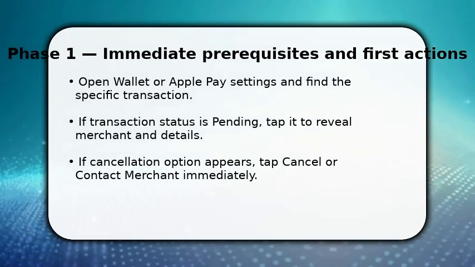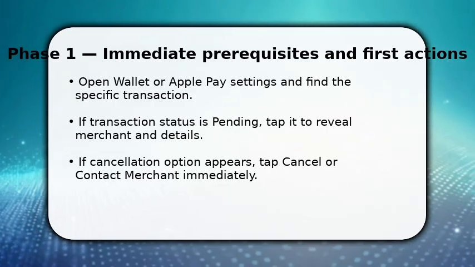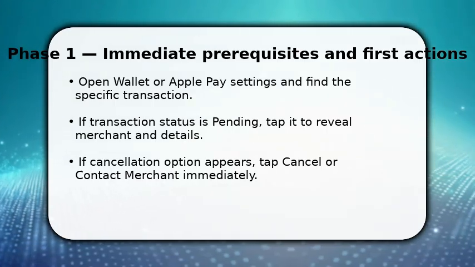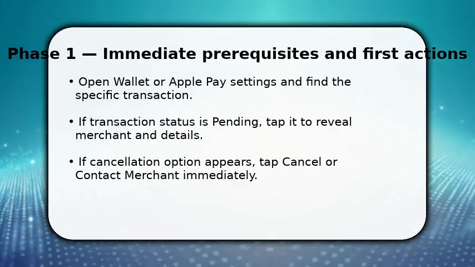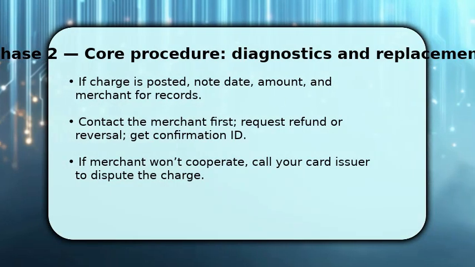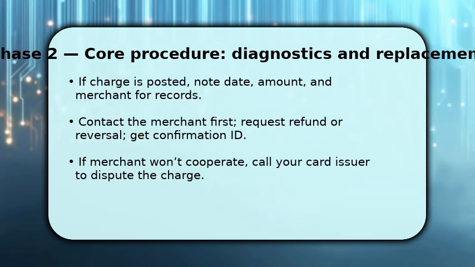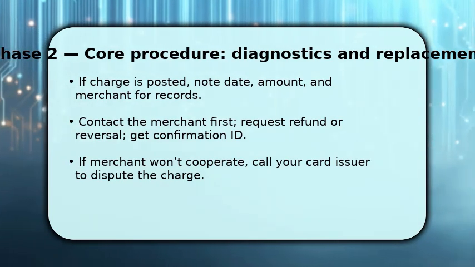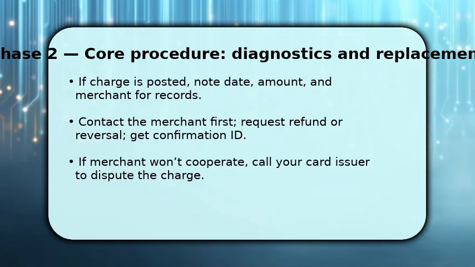If no cancel option exists, contact the merchant directly using the provided contact info. You do this to request an immediate reversal before the payment settles. Once the payment is visible as posted or settled, document the amount, date, and merchant. You'll need those details for a dispute.